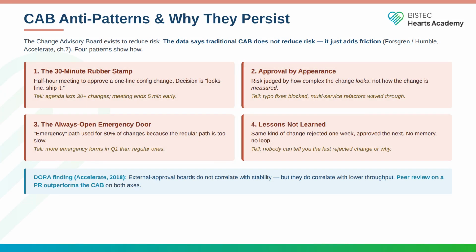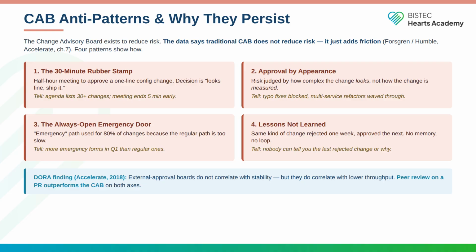The Change Advisory Board exists to reduce risk. The data from the DORA program and Accelerate says traditional CAB does not reduce risk, it just adds friction. Four anti-patterns show how. The 30-minute rubber stamp: half an hour of meeting to approve 31 one-line config changes. The decision is "looks fine, ship it." The tell: the agenda lists 30 or more changes. The meeting ends 5 minutes early. If the meeting is consistently ending early, the meeting has no content.